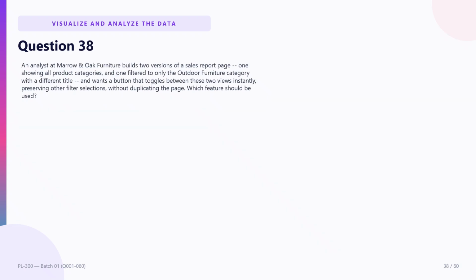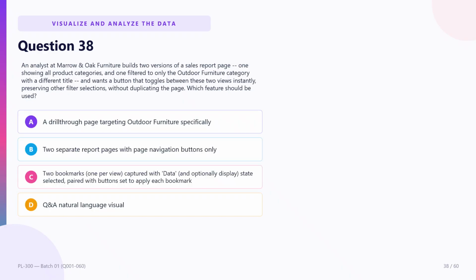Question 38. Visualize and analyze the data. An analyst at Marrow & Oak Furniture builds two versions of a sales report page, one showing all product categories, and one filtered to only the outdoor furniture category with a different title, and wants a button that toggles between these two views instantly, preserving other filter selections without duplicating the page. Which feature should be used?